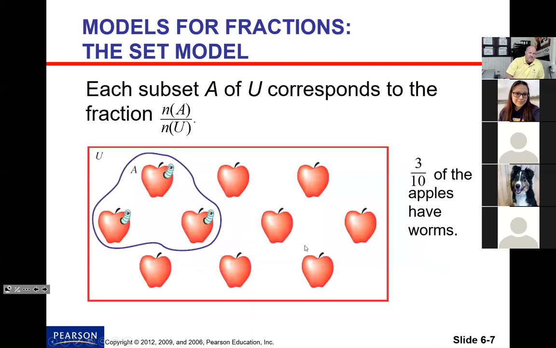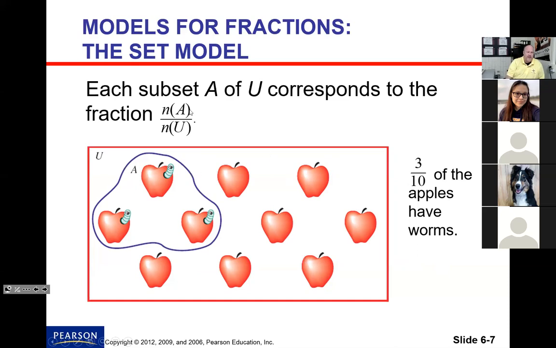So what we have here is, in total, A is a subset of U. Wow, I just said that backwards. Let's try that again. U is the universal set. How many apples are in our universal set here? How many apples? 10. That is our universal set.